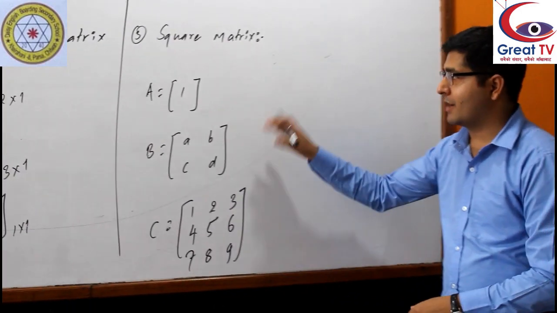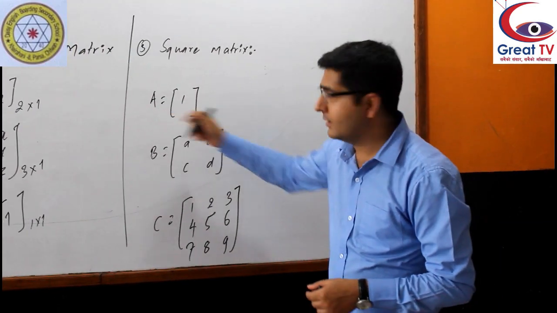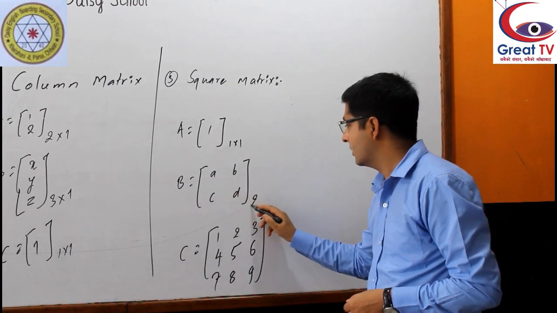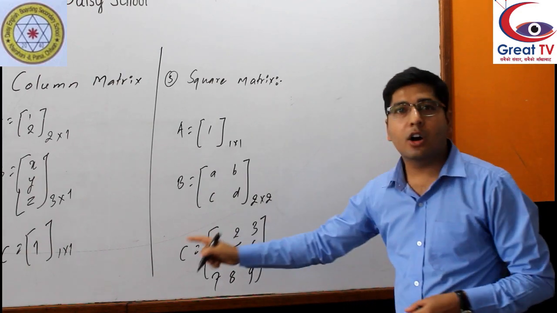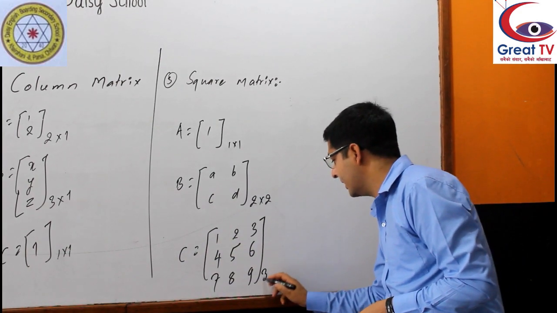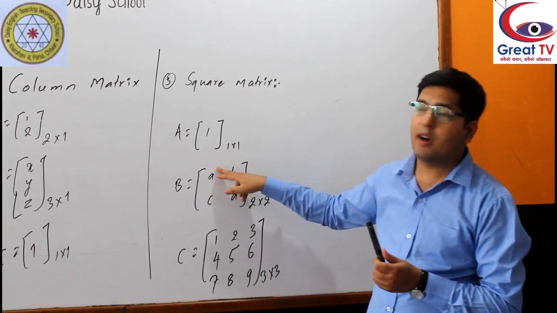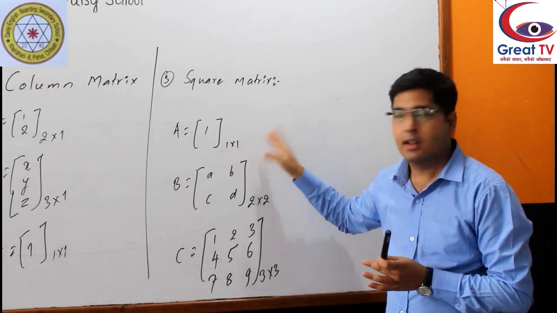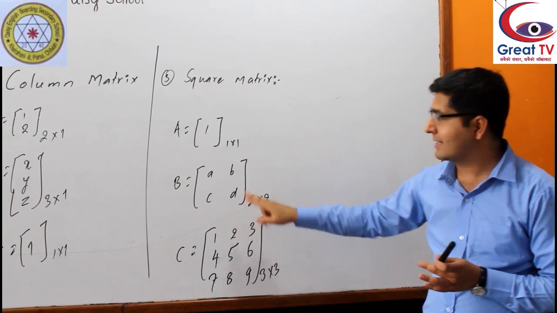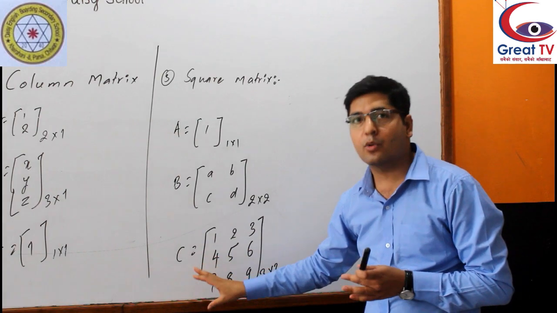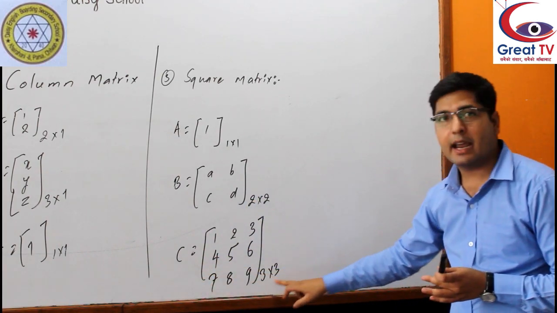Now, write the order of these matrices. Order of matrix A, 1 by 1. Order of matrix B, 2 by 2. And order of matrix C, that is 3 by 3. You can see here, the number of rows and number of columns of matrix A are equal. The number of rows and columns of matrix B are also equal, that is 2 and 2. The number of rows and columns of matrix C, 3 and 3, are equal.